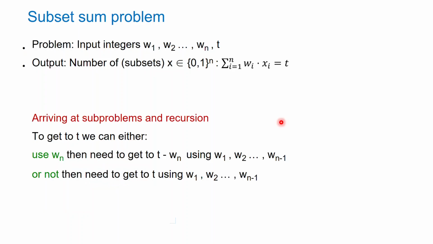Let us see how we arrive at subproblems and recursion. If you want to get to a sum of t, you can either use the weight wn, in which case you will need to get to sum t minus wn, just using the weights w1 to wn minus 1, or else you're not even using wn, and then you need to get to exactly t using the weights w1 to wn minus 1. In other words, either you get to t using the other weights, or else you must get to t minus wn using the other weights.